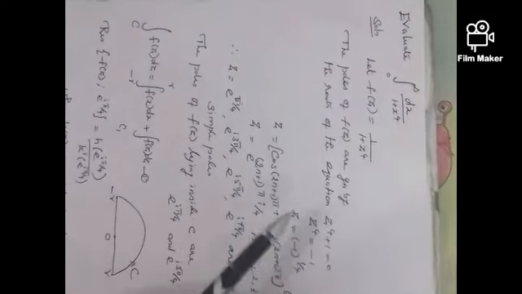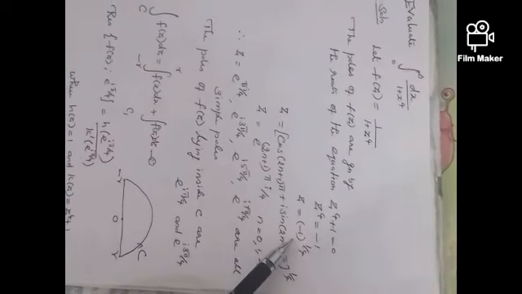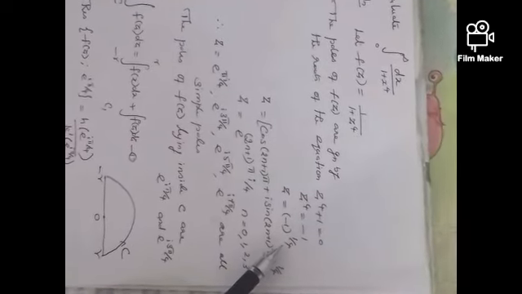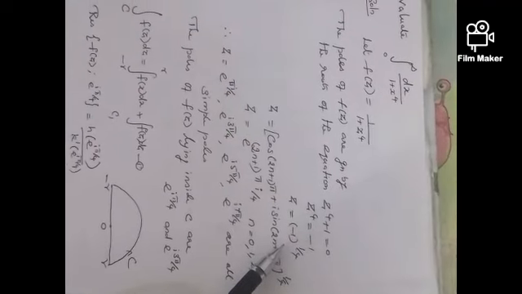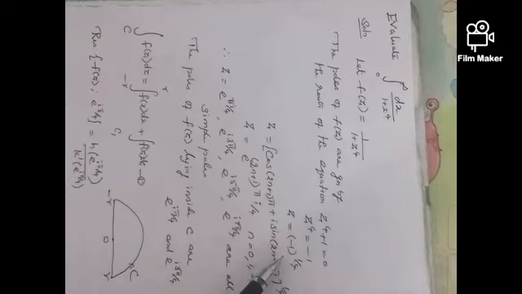The poles of f of z are given by the roots of the equation z power 4 plus 1 equal to 0. z power 4 equal to minus 1. z equal to minus 1 the whole power 1 by 4. When do we get minus 1? cos pi, cos 3 pi, cos 5 pi, etc. It is an odd multiple.